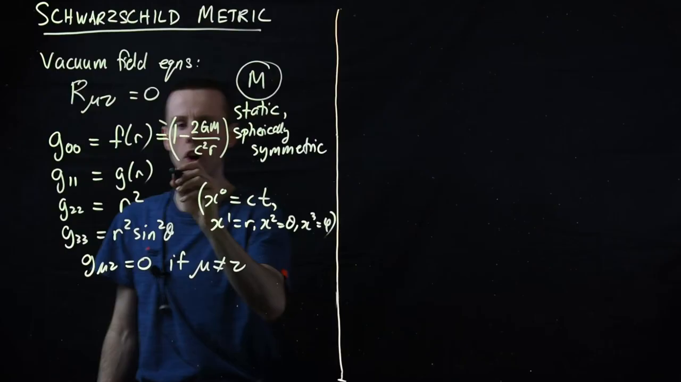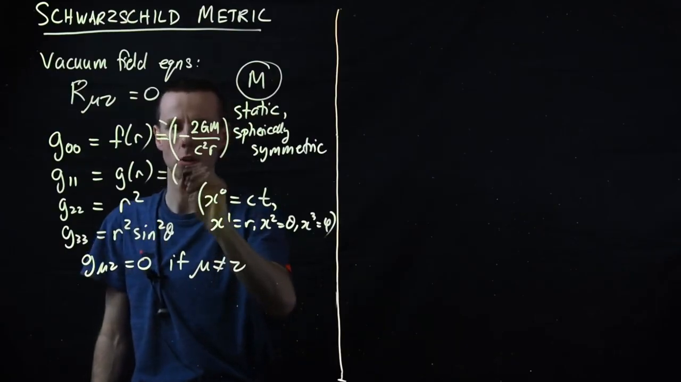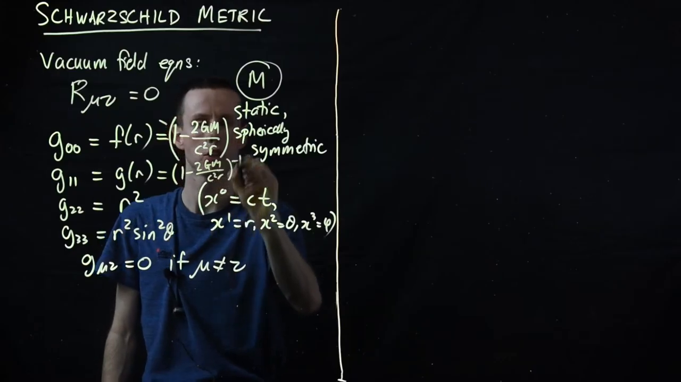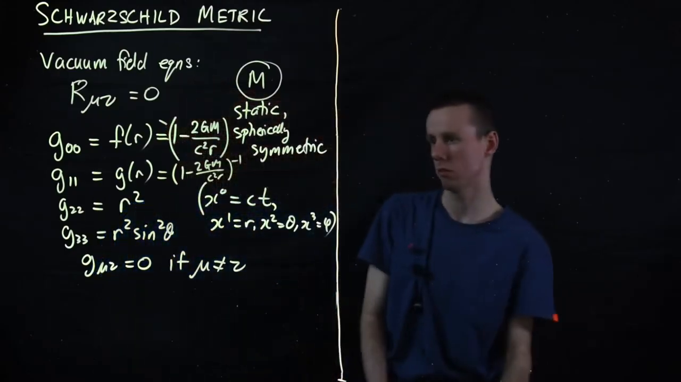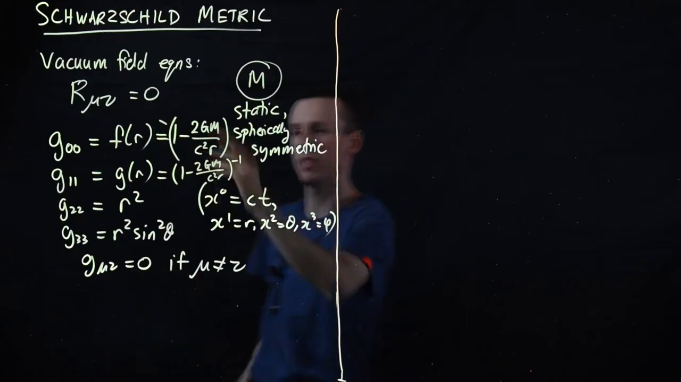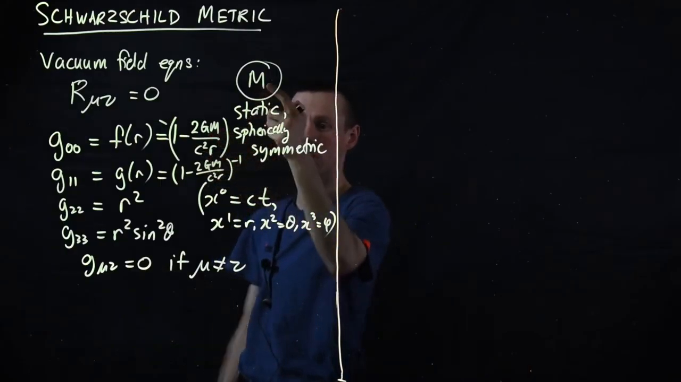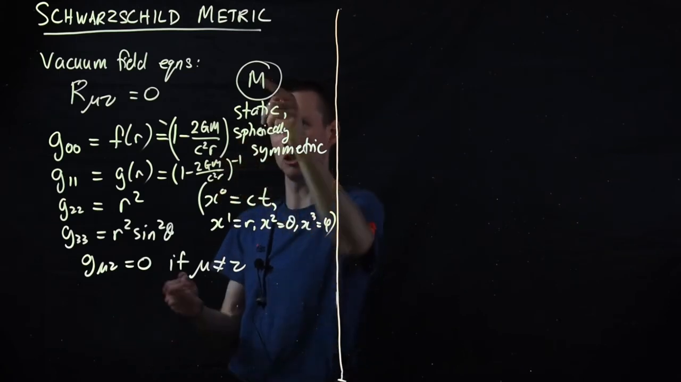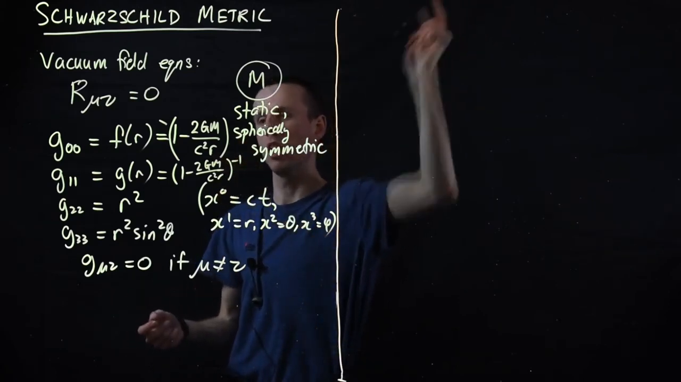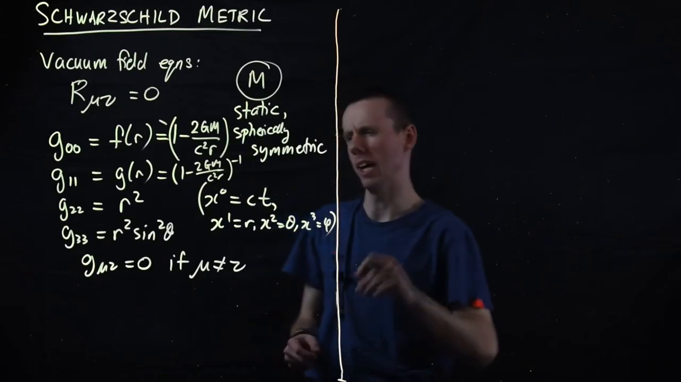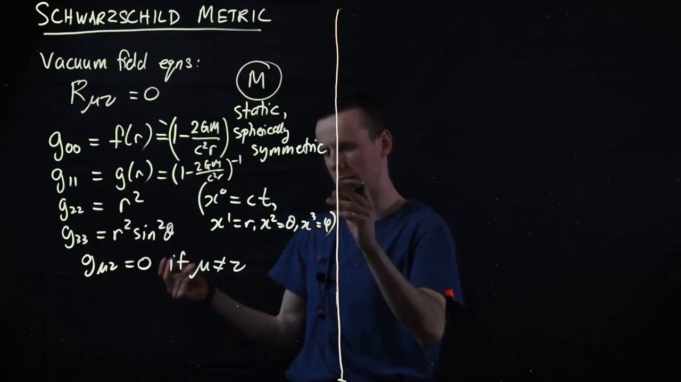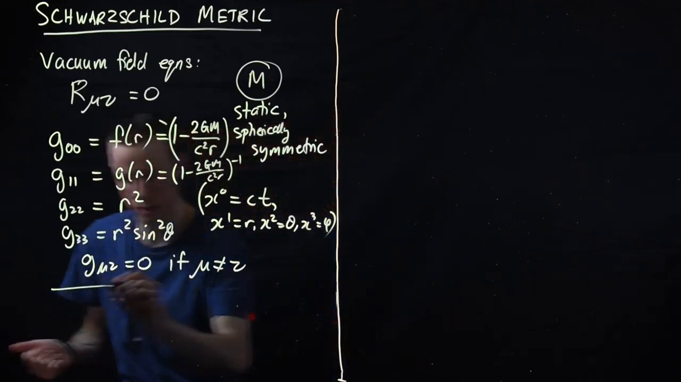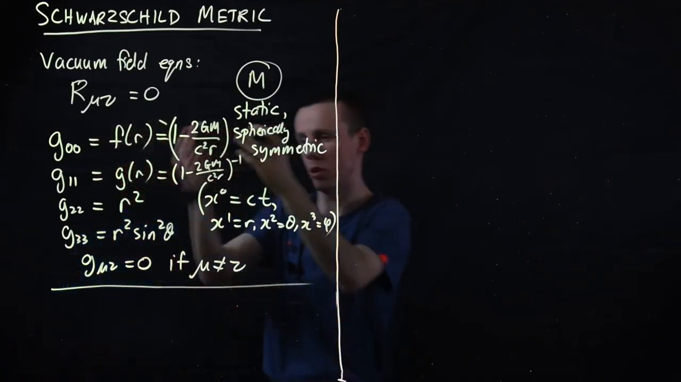And g of r turns out to be (1 - 2GM/(c²r))⁻¹. Here G is the gravitational constant, M is the mass of the sun, or whatever the mass distribution is, c is the speed of light, and r is not quite your distance out, but a radial-like coordinate. So that's the answer. That's what the Schwarzschild metric is.